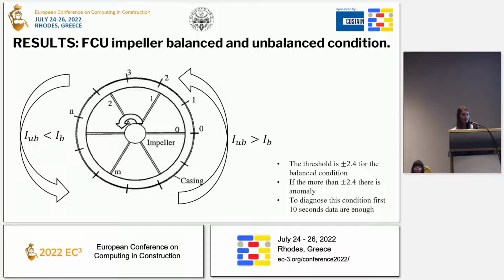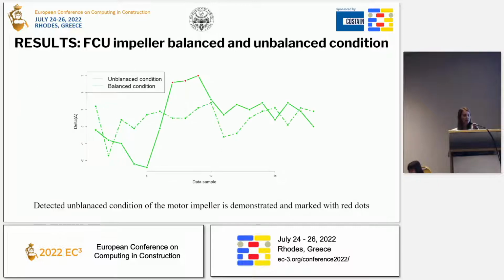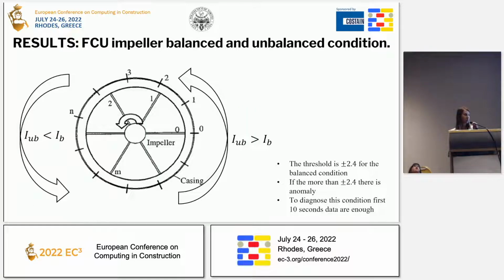These slides illustrate the Fan Coil Unit impeller balanced and unbalanced conditions. The difference between the unbalanced current, IUB, and the balanced current, IB, identifies the threshold where unbalanced conditions occur. So in this case, the threshold is 2.4 for the balanced condition. If the difference is more than 2.4, there is an anomaly.